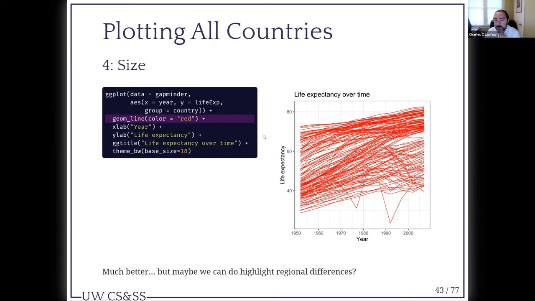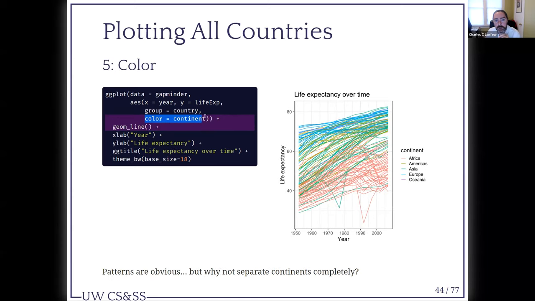But maybe something that might be useful is if we highlighted, say, regional differences. We wouldn't want to assign a different color for every country because there's 142 of them. Good luck telling apart 142 colors on a plot. But what we might be able to do is tell apart the different continents, if we colored each continent a different way. So I'm going to dump color equals red here and instead add color equals continent. I put it up here in the original aes for the overall plot, just because that's where I'm doing my aesthetics. The idea is geom_line inherits these values, so I can put them up here and it just gets them by default.